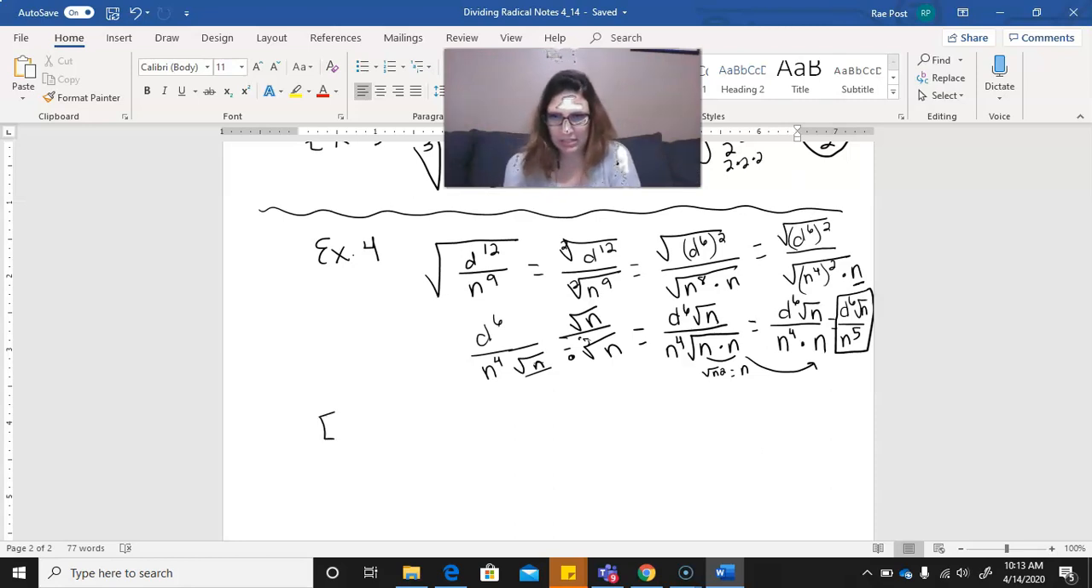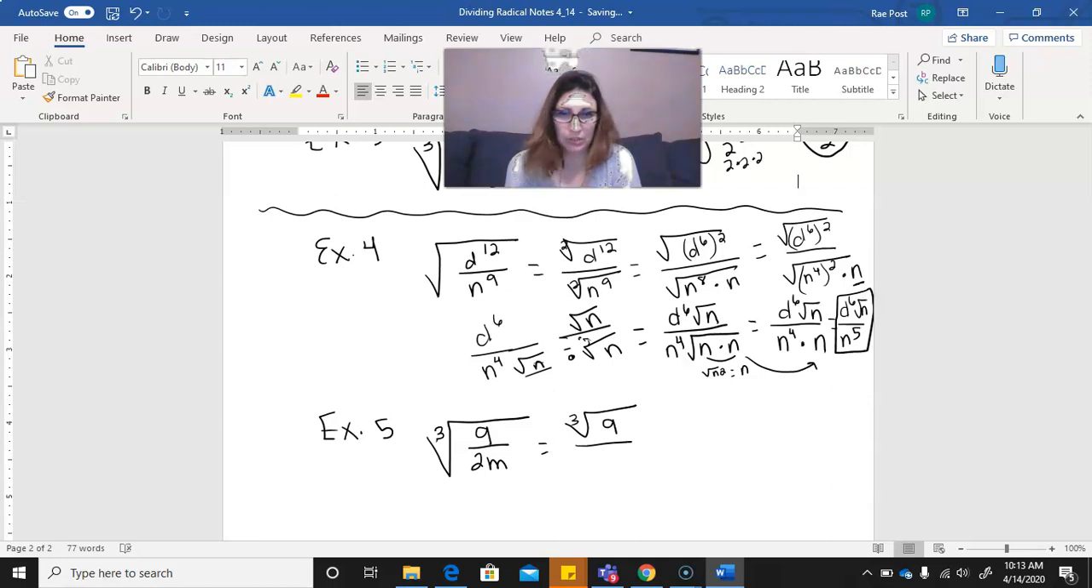But this is my last example for you because I'm already at 16 minutes on our video. My last example is, let's see, I'm going to give you guys a cube root for this one. It is a cube root of, let's see, I've got 9 on the top and 2m on the bottom. It's a cube root. So we have a cube root of 9. 9 is not a perfect cube. And a cube root of 2m, also not a perfect cube.